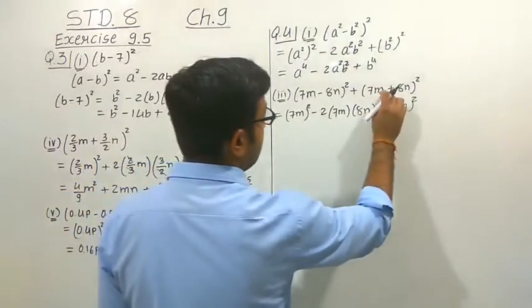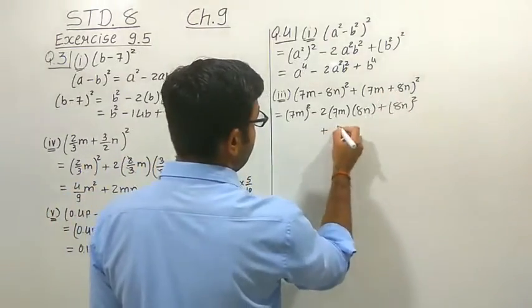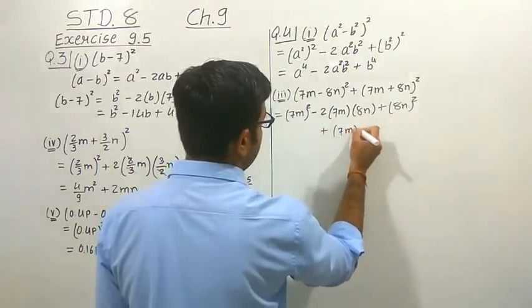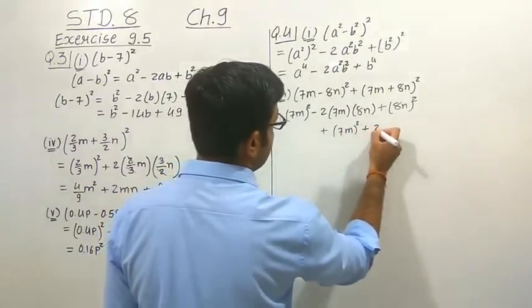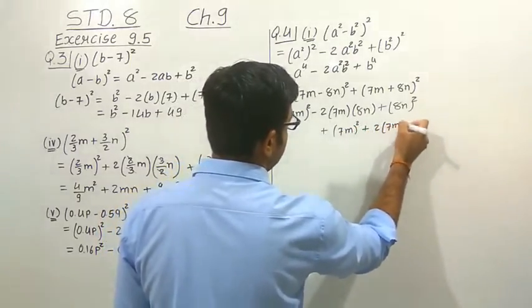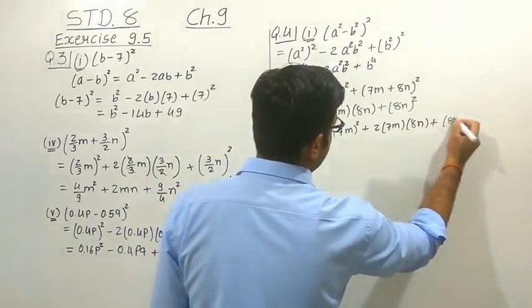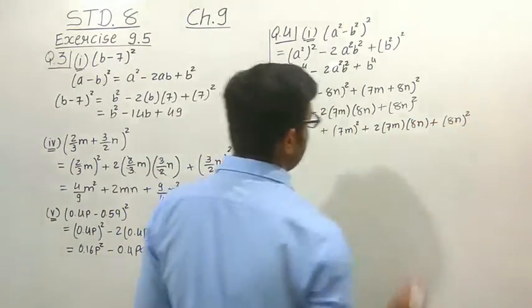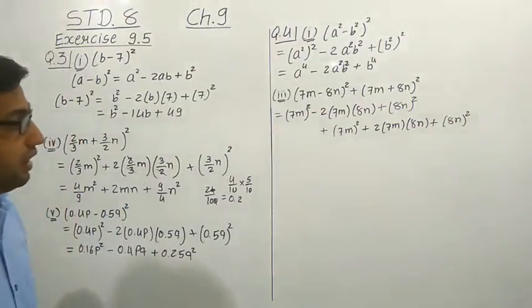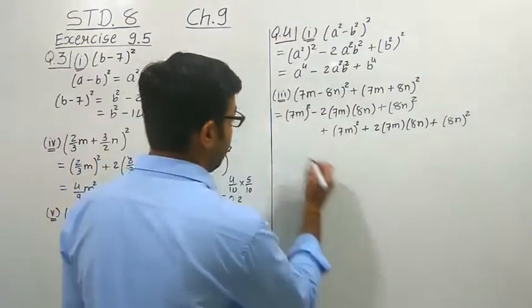Now we have to apply the identity for this term. So here we can write 7m whole square plus 2 into 7m into 8n plus the square of 8n, that is 8n square. Okay, now let us simplify.